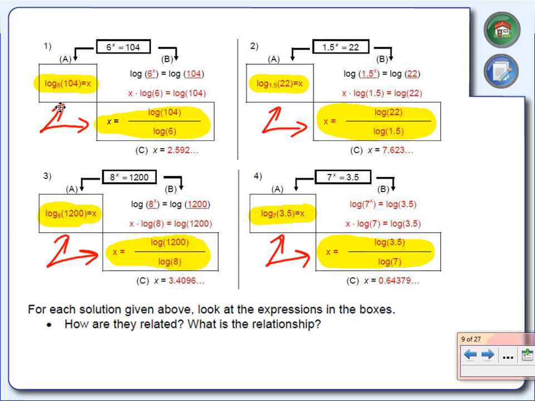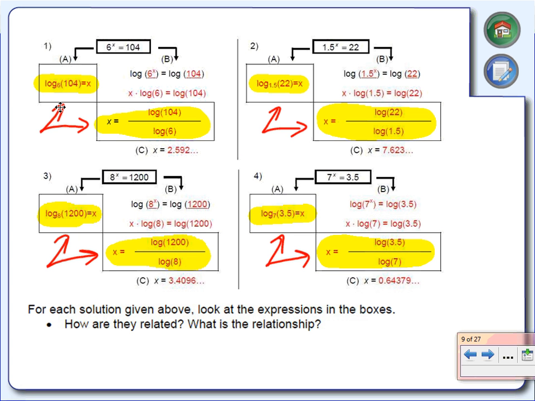All right. So notice what's in parentheses. That 104 is the numerator. Notice that the base is the denominator. Is that true for all 4 of these examples? Yes. Notice what's in parentheses is always in the numerator. What's our base is always in the denominator. That's important for us, guys.